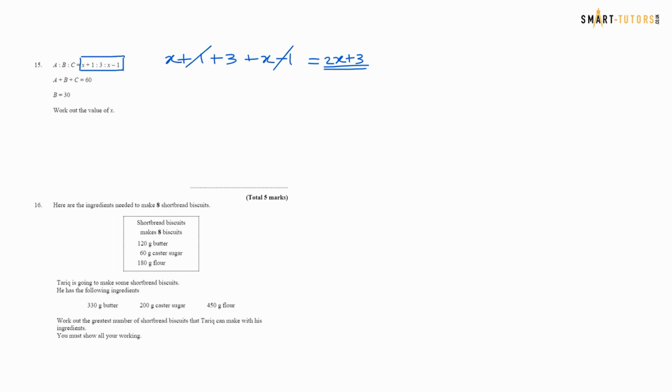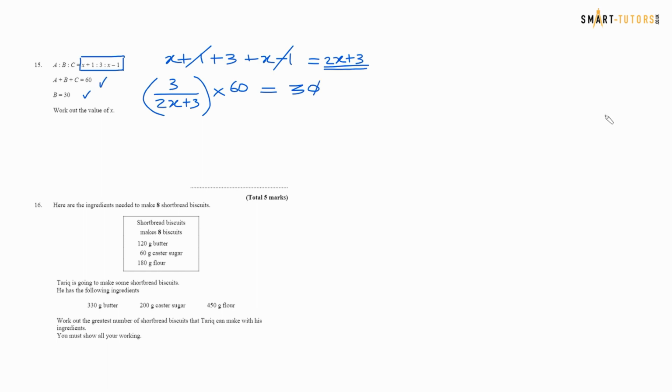So 2x plus 3 is the total portion. So 2x plus 3 on the bottom, B is given. So B portion is 3. So 3 over 2x plus 3 is the fraction of the B. So we need to times it by the total amount. That gives the B's amount. So what we normally do, find out the fraction of the B, times it by the total, that gives the amount of B. So the amount of B is given, amount of total is given.